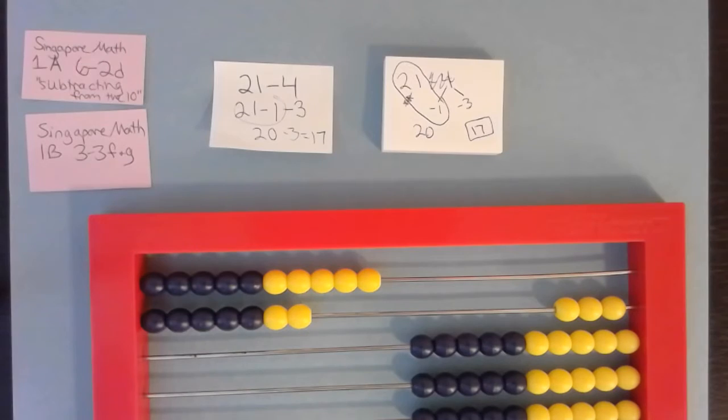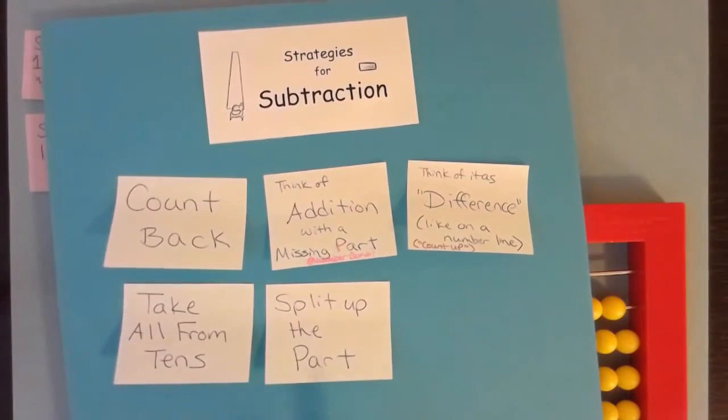So that particular strategy I like to call split up the part. But taking off from 10s is totally fine as well. Both work. Same answer. Math is awesome.